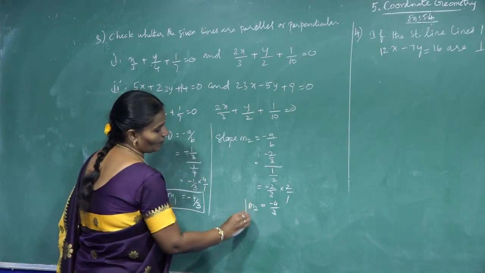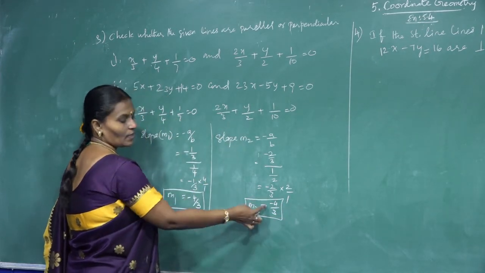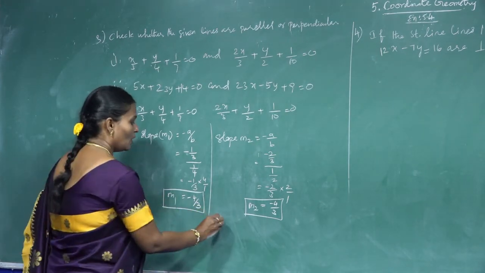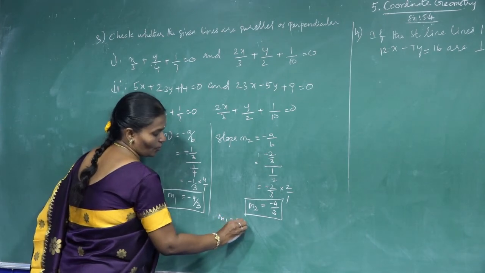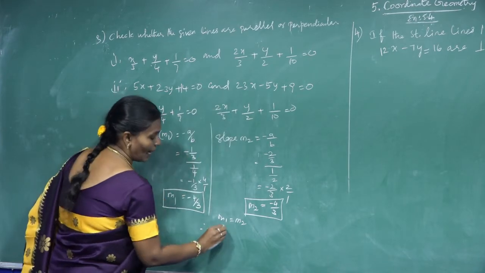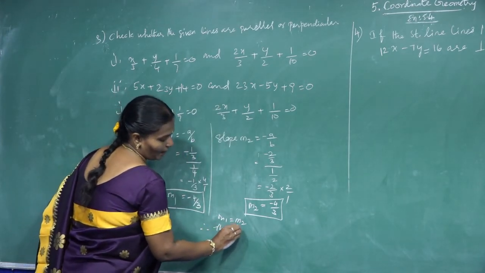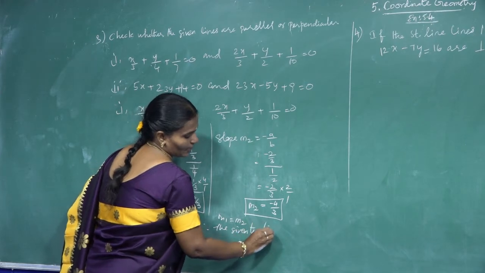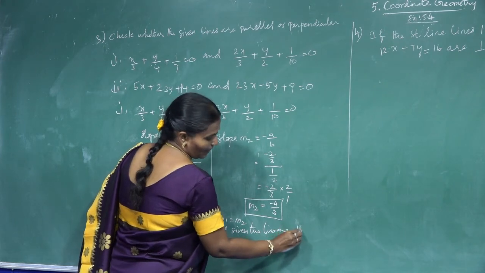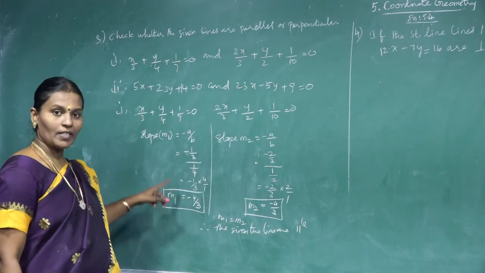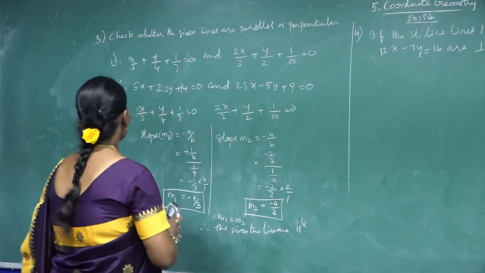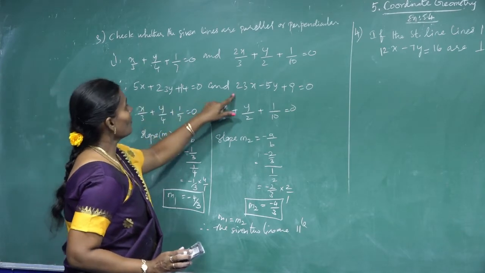So what is the slope of this line? That is minus 4 by 3. Now compare these two slopes. Both are equal. So from this we take m1 is equal to m2. Therefore these two lines are parallel. The given two lines are parallel. Understand, children? The two lines are parallel. Okay. Now we see the next, second one, these two equations are given.